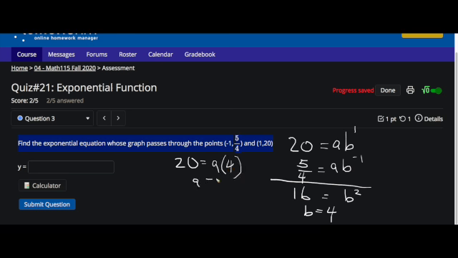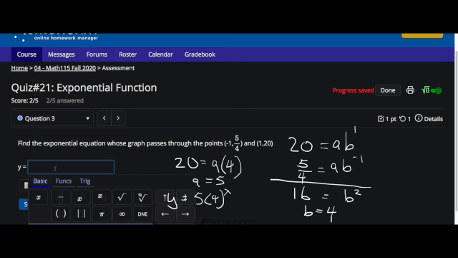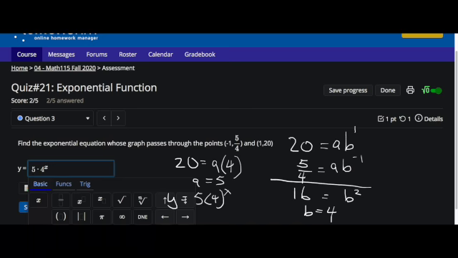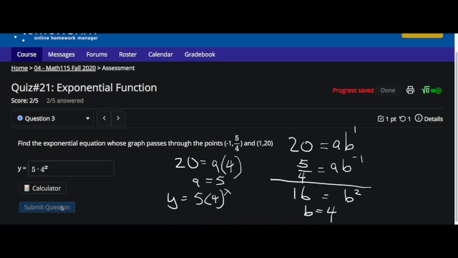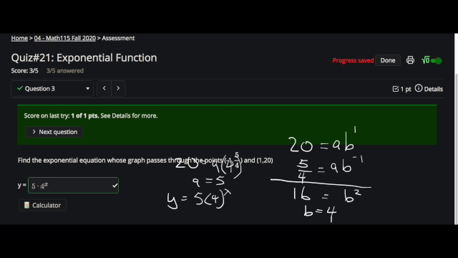That gives me a. a is equal to 5, and this we're going to put into the function y is equal to 5 times 4 to the x power. That's it. So we're going to put that in. 5 times 4 to the power of x. That's all we have to do here. Make sure it's an exponent. Hit it. We got that right.